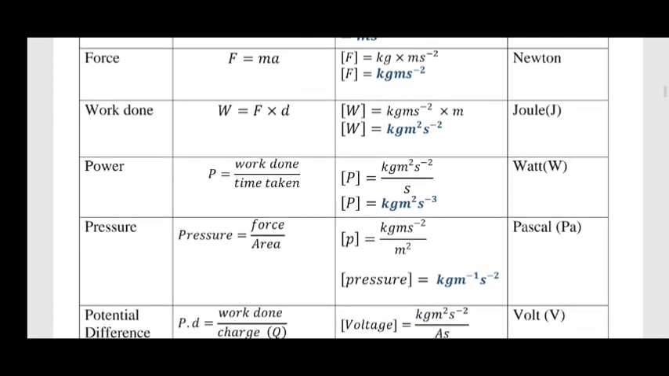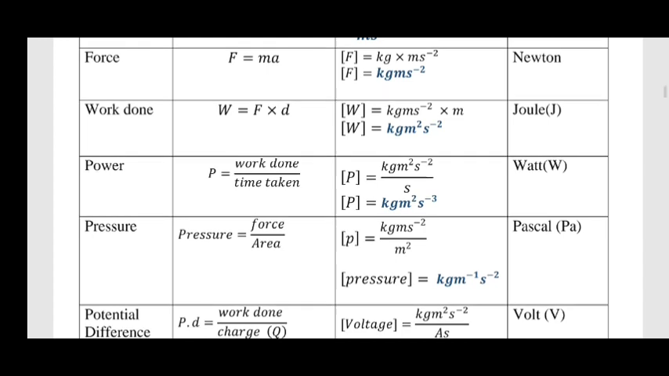For power, power is work done over time taken. The work done, we've derived the units above, which is kg m squared s to the power of -2. And then if you divide by s, and you just apply the laws of indices, the s is raised to the power of 1. So if you say -2 minus 1, you get s to the power of -3, which is the units of power, which is kg m squared s to the power of -3. The units of power is the watt.